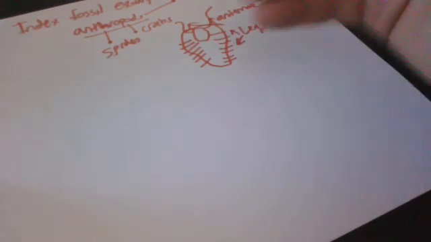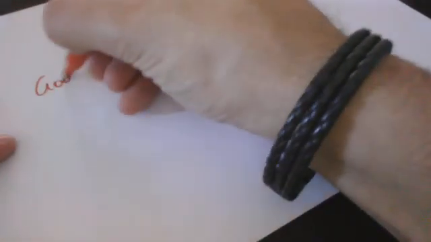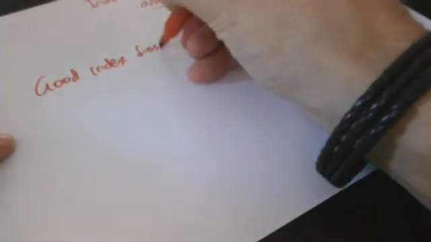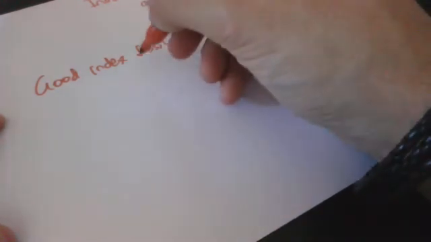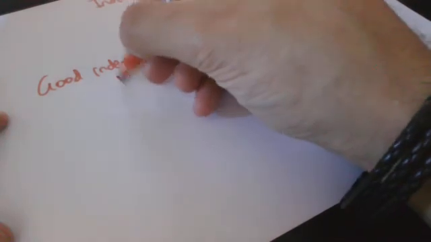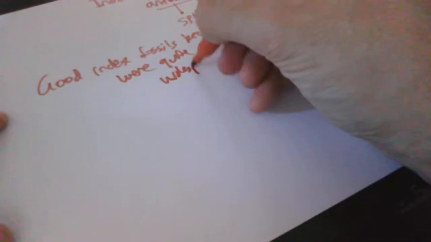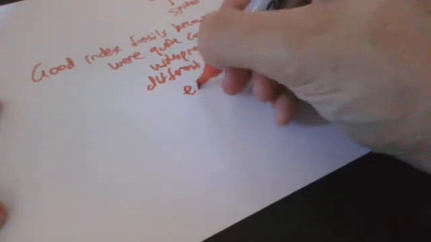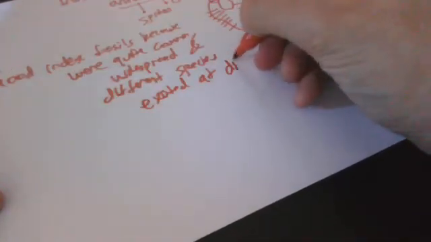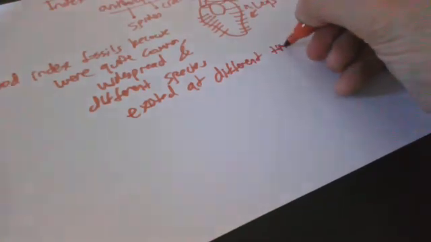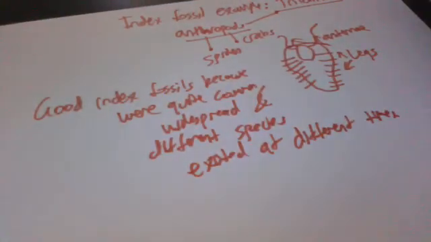They're good index fossils, and here's why. As I talked about on the previous page, good index fossils have to be abundant, and trilobites were quite common back then. They were widespread, almost all over the planet, and different species existed at different times. So they were abundant, pretty much. That's trilobites.